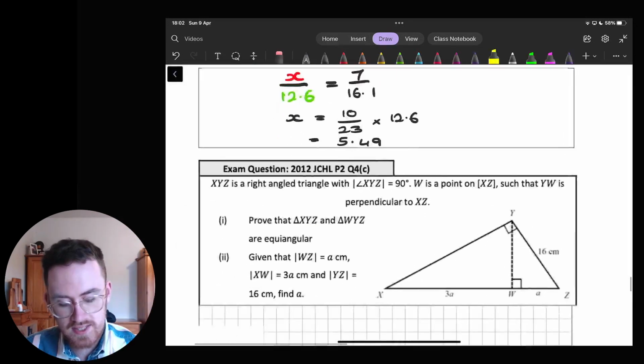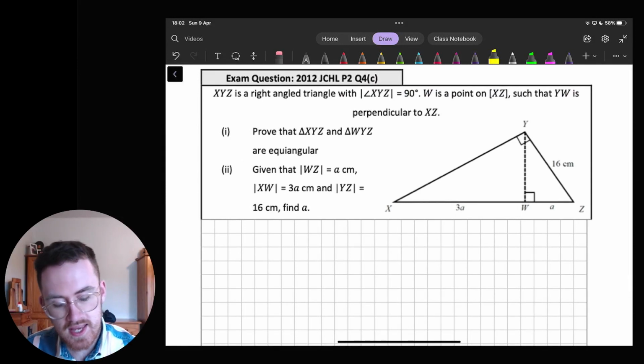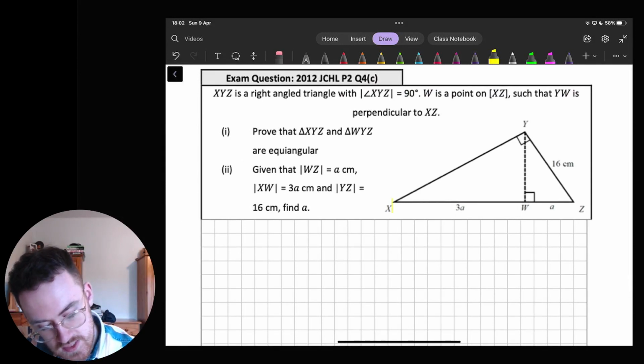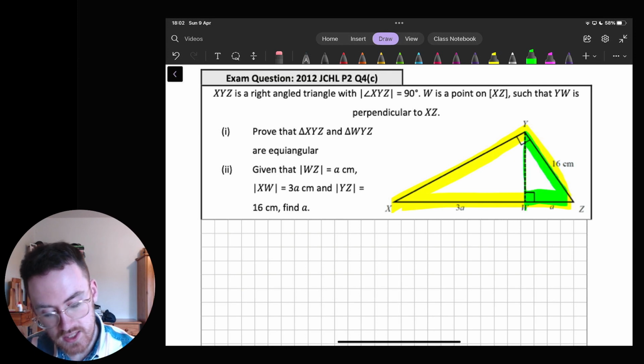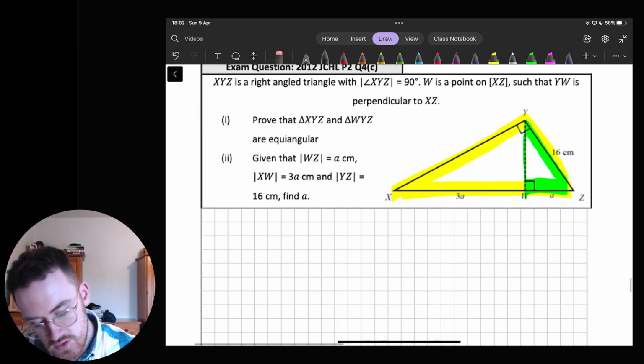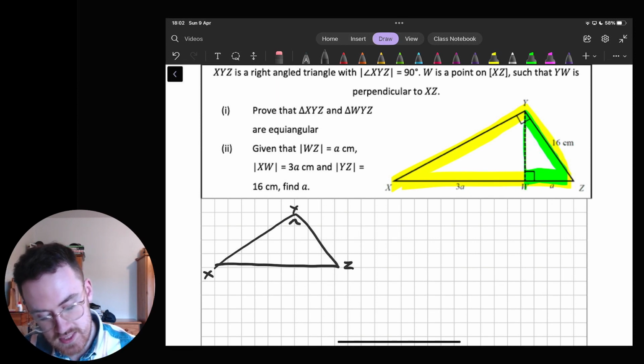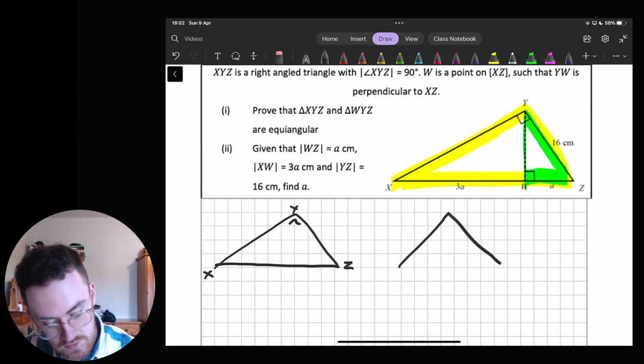So let's just look at an exam question that uses that. We're told to prove that XYZ, which is the big triangle here, and WYZ, which is this smaller triangle, are equiangular. So equiangular means have the same angles. Let's first of all draw out these two triangles in a way that we can more easily match up the different sides and the different angles of the triangle.